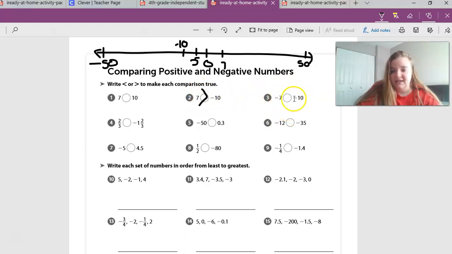Alright, so now negative 7 and negative 10. So negative 7 is going to be right about here. Alright, negative 7 is to the right of negative 10, which makes it larger than negative 10. I want you to use the same concepts in completing the rest of them, 1, 4, 5, 6, 7, 8, 9.